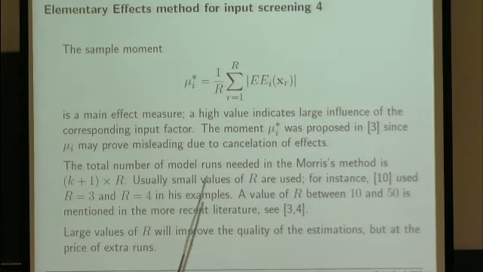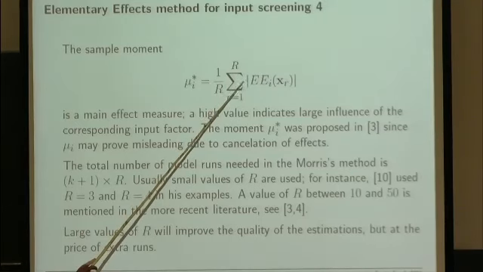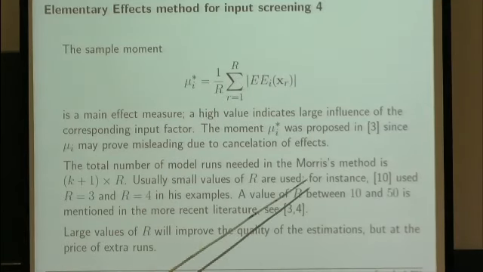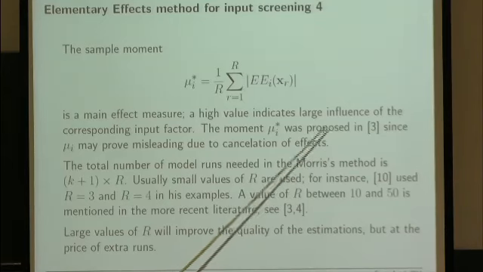Now, there's been this moment mu i star, which is the average of absolute elementary effects, that has been suggested recently as an alternative to mu i, in that we could have a mu i that is 0 because of cancellation of effects, but that doesn't necessarily mean that the effects are negligible.